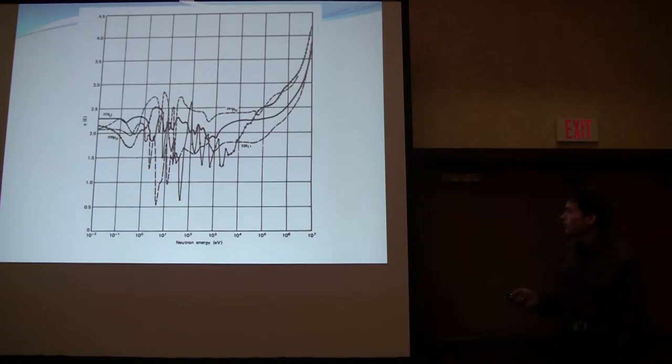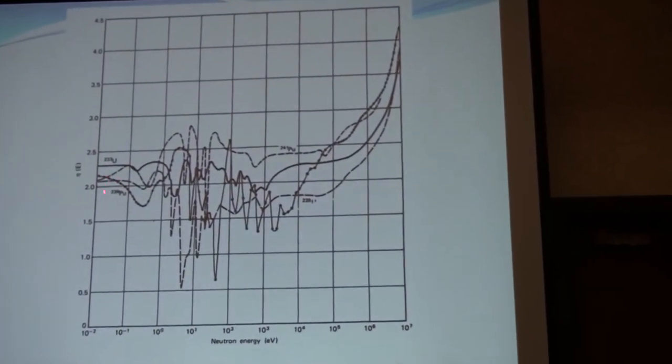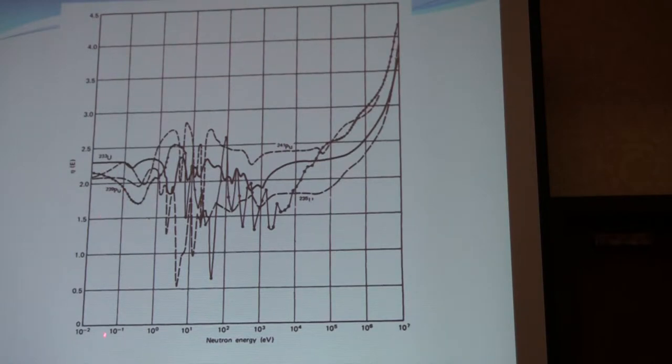In order to have a breeder cycle keep going, you have to have enough neutrons to not only keep your reaction going, but also make the next atom of fuel required. And here is an eta plot showing the number of neutrons born per neutron, as a function of the energy of the neutron population in the reactor. And as you can see, these are the thermal energies where most of the nuclear power plants in the country operate.